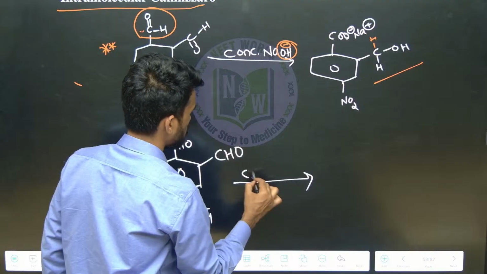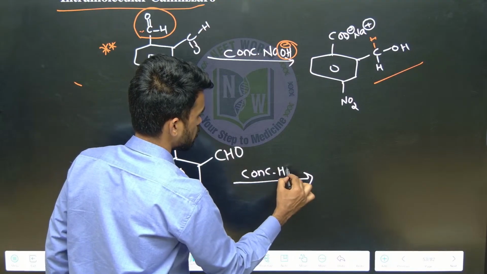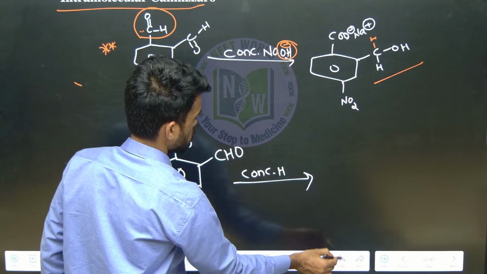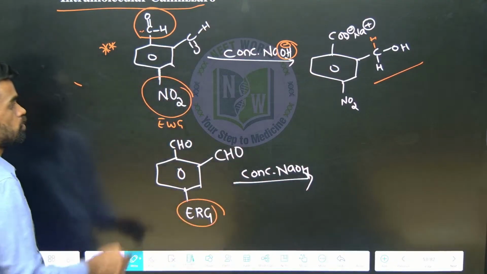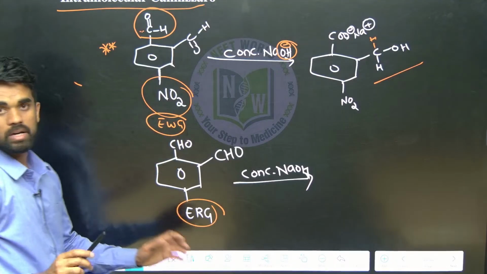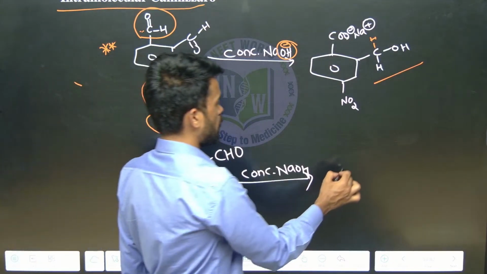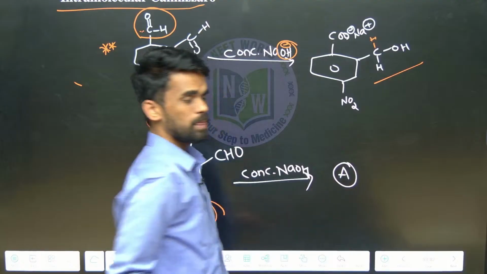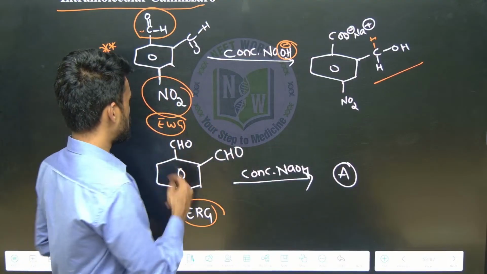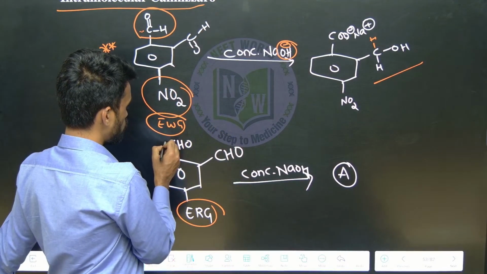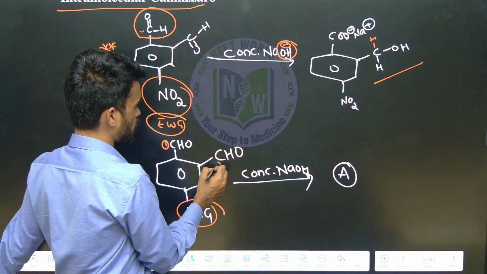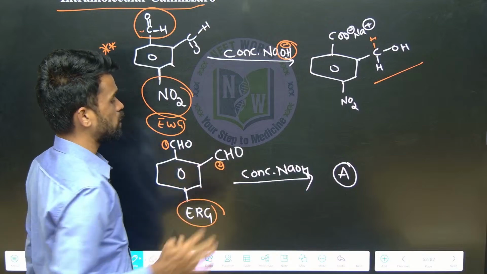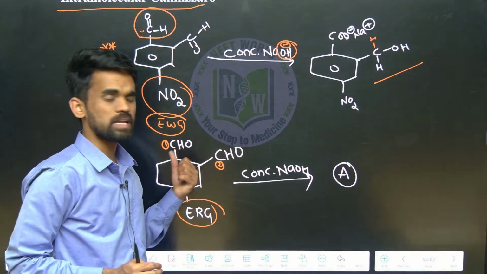Please answer me, what will be your answer for this question? I have an electron releasing group, previously electron withdrawing group, now I have electron releasing groups, and what will be the product? Here I am saying this aldehyde group is 1 and this aldehyde group is 2. So which of these aldehyde groups will get oxidized and which reduced?